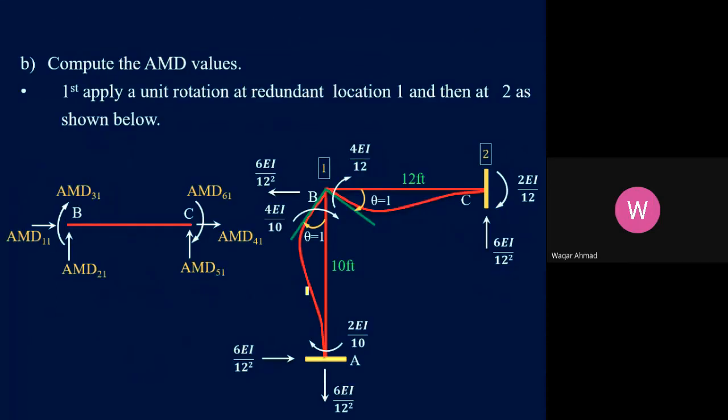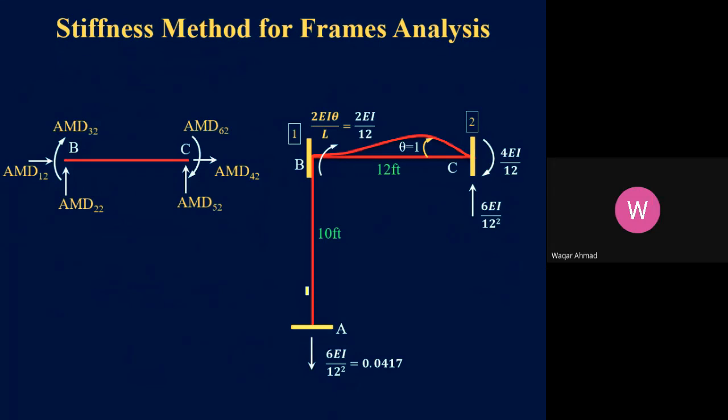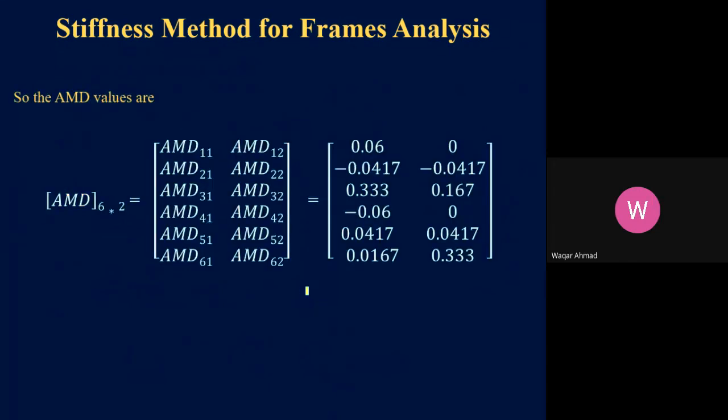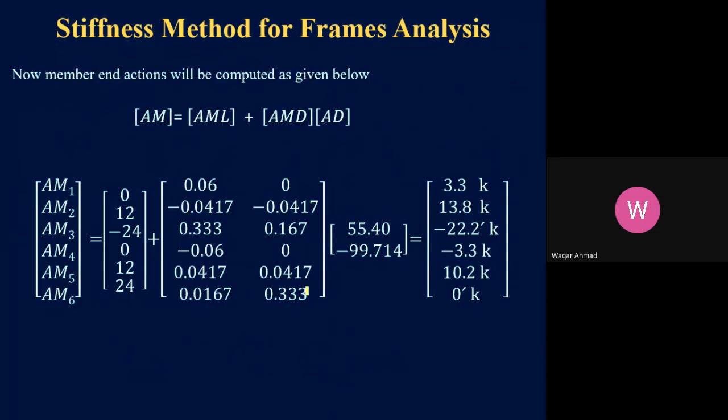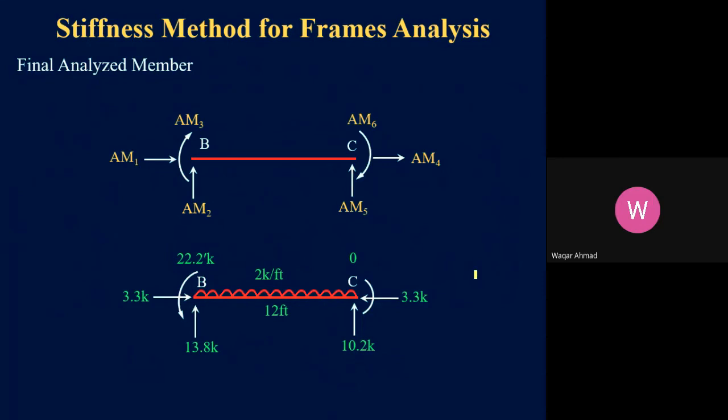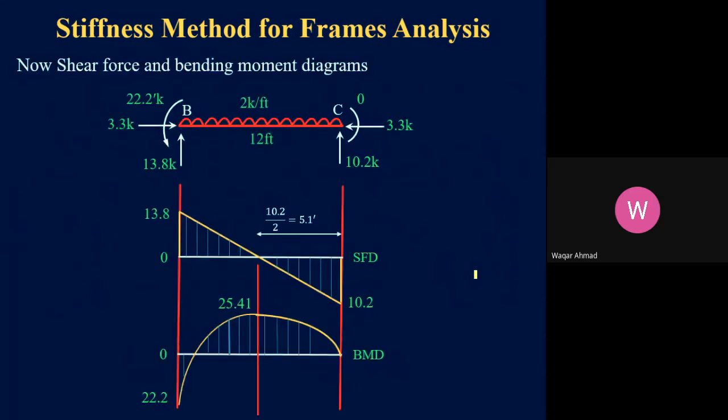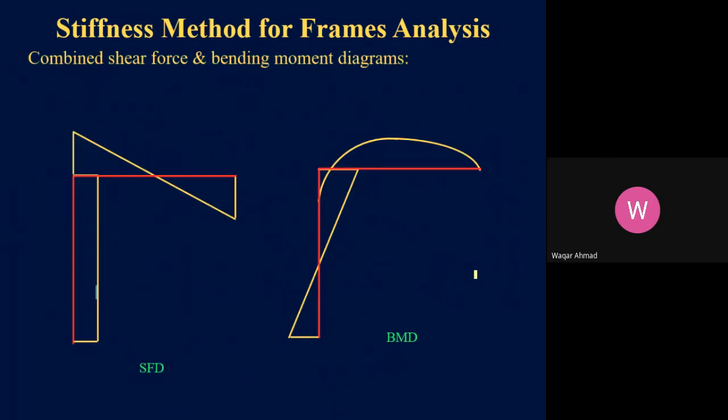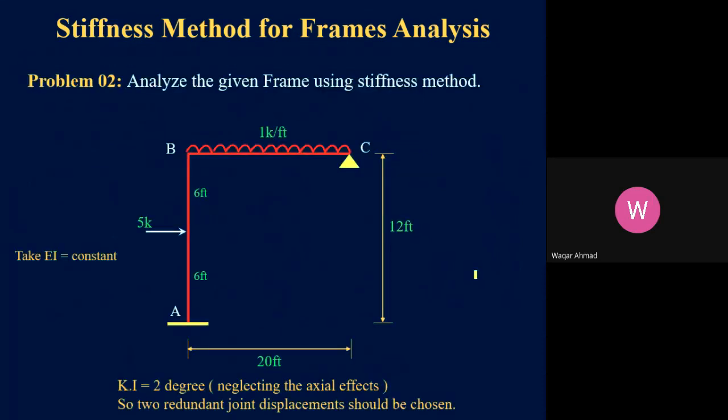Now, similarly, as we did for the previous member, you can repeat the same for this member. You can see this. So this is your AMD matrix, and then you solve it here, and you get these values as your member actions, and then you draw the shear force and bending moment diagram. This is the combined shear force and bending moment diagram. So this was all about problem number 1. I hope this is very clear to you.